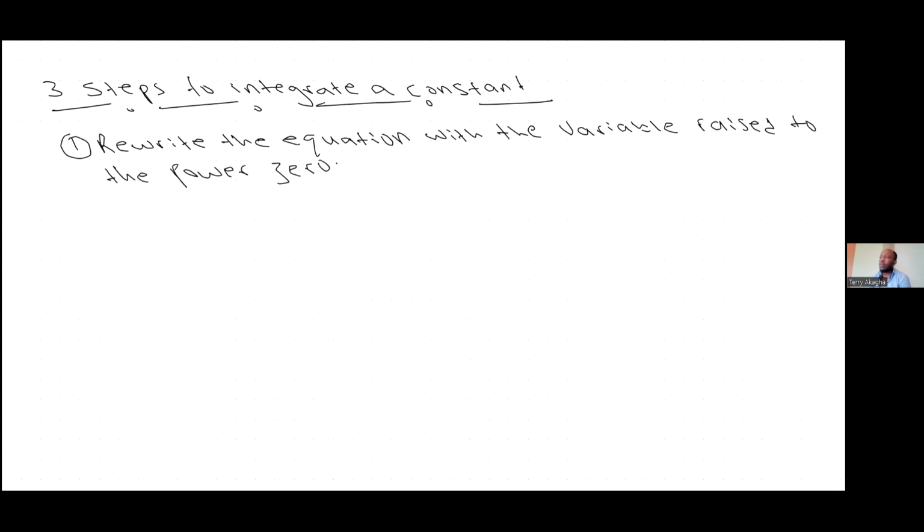Okay? So for example, if you were told to integrate 10 in respect to x, it's going to be the same thing as saying 10x to the power of 0 in respect to x. So you have to rewrite the equation with the variable raised to the power of 0.